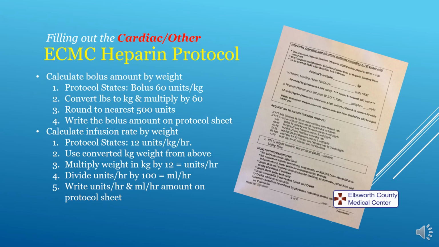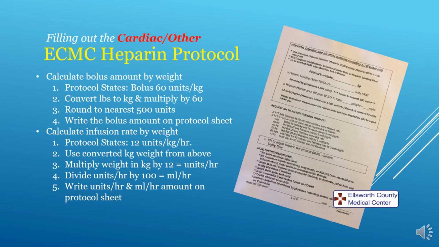For cardiac patients or other patients, including those greater than 70 years old, the process is similar. The protocol states that the bolus should be 60 units per kilogram. Convert the patient's weight in pounds to kilograms and then multiply the result by 60. Round your result to the nearest 500 units. When you get your bolus amount, write it onto the protocol sheet.